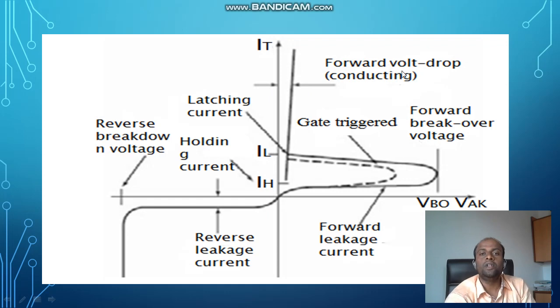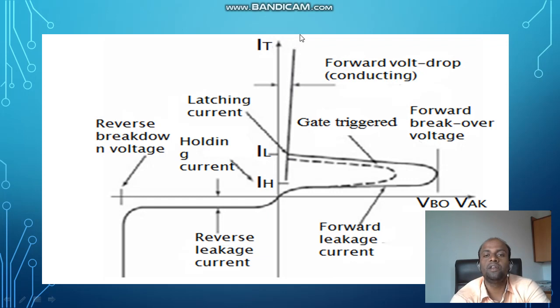forward voltage drop. Now there are two main terminologies which I am introducing in this diagram: holding current and latching current. Now what is latching current? Latching current is the current, or the point, at which your device starts conducting. You can see this is also conduction, but actually it starts conducting from here. So that point is called the latching current.